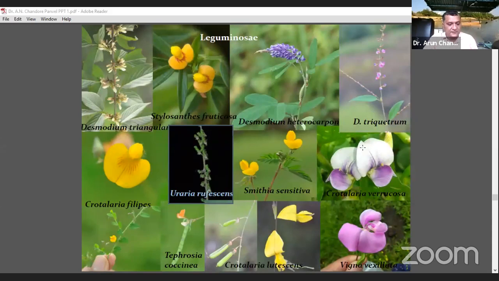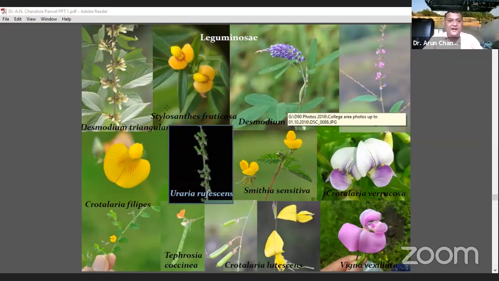This is a very important group, the legumes. You know these pulses are legume plants, and about 750 species of legumes are reported from India. Here you see Desmodium, Stylosanthes, Crotalaria, Uraria, Smithia, Tephrosia and Vigna. These are the important genera of legumes, and we have reported about 100 species from Rajapur and the surrounding area.